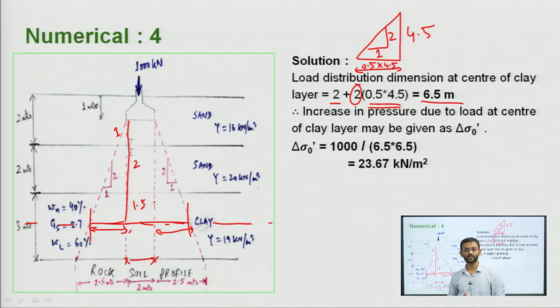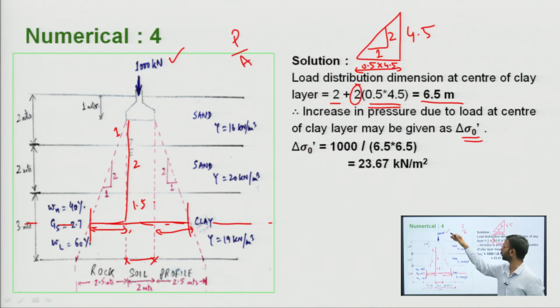Therefore, the increase in the pressure due to load at the center of the clay layer may be given as, let us say, delta sigma dash, which we will calculate here, because load is the effective stress or the stress value which we calculate. It is calculated by pressure per unit area. So the load is 1000 kilonewton, that is P, and the area is what? You can see it in the 2D figure. If you take it in the 3D plane, what happens?